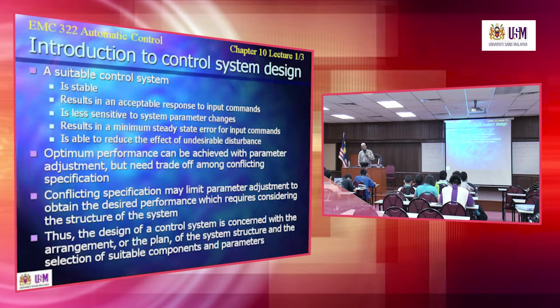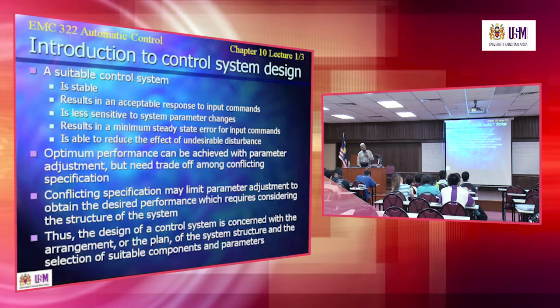We talked also about the disturbance in chapter 4. So when we have a control system, it should be able to reduce the effect of the disturbance. Basically, if you have a disturbance, that means the disturbance should not change your desired response. And we have learned also that when we talk about the performance, the optimum performance can be achieved with parameter adjustment.